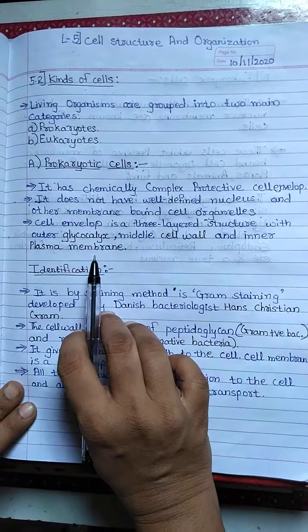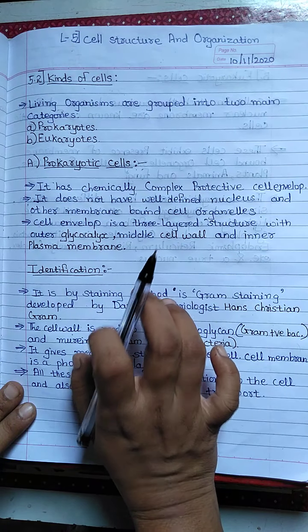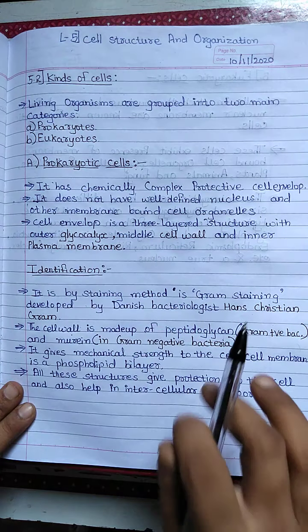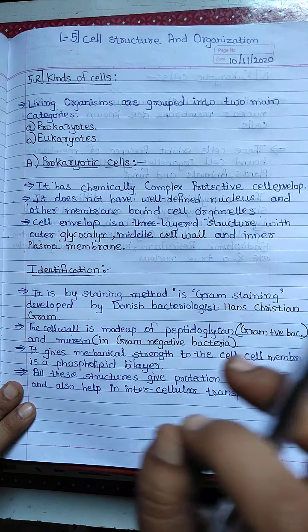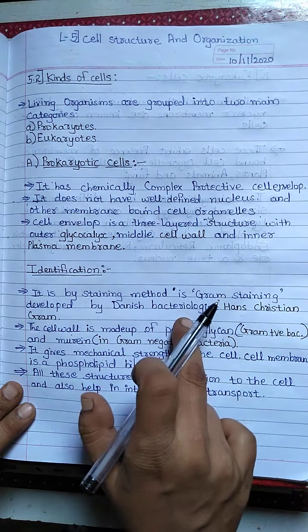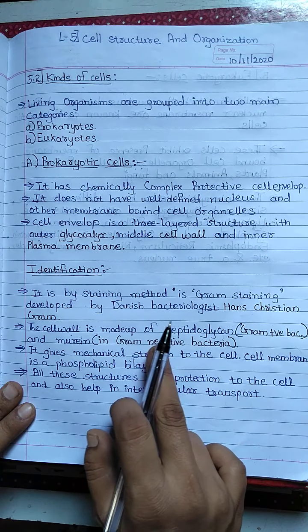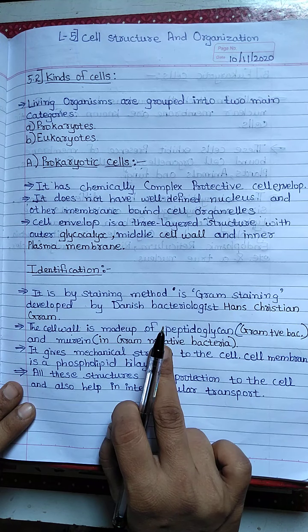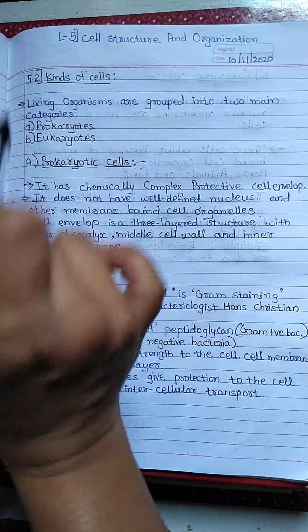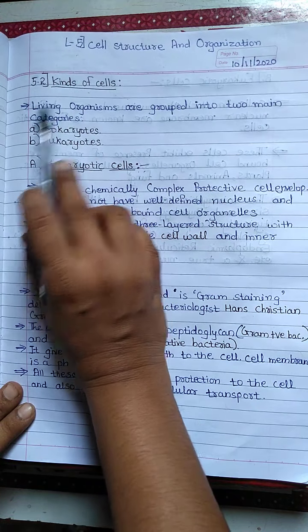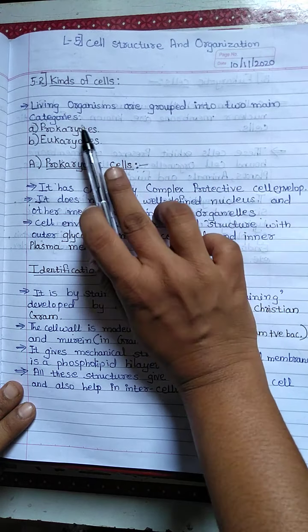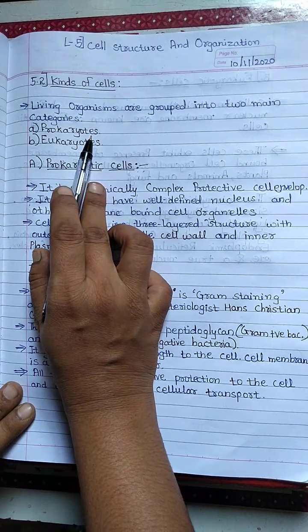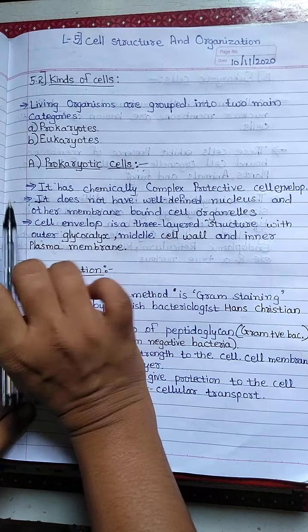A cell is also called the structural and functional unit of all living organisms, which are capable of existence and can perform the functions of life. As we know, without cells none of the living organisms can exist. Now, starting ahead, living organisms are grouped into two main categories: one is prokaryotes and the other is eukaryotes.